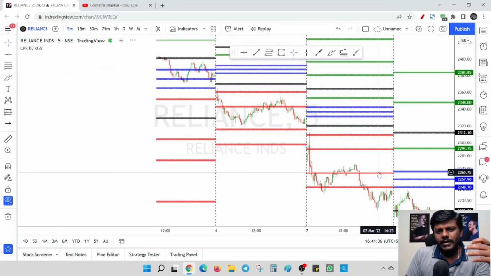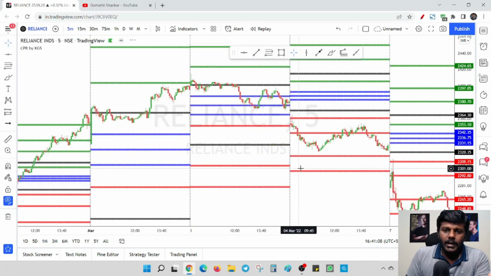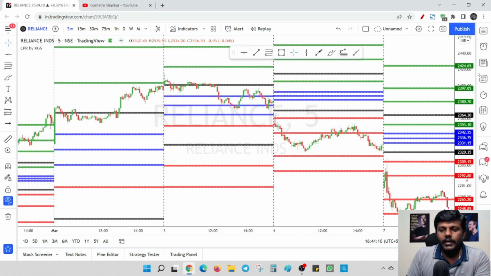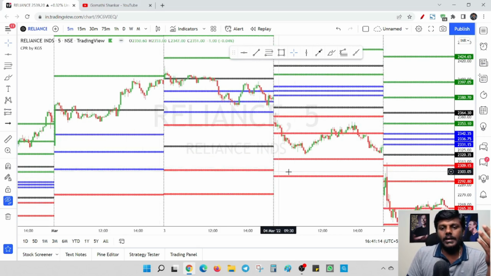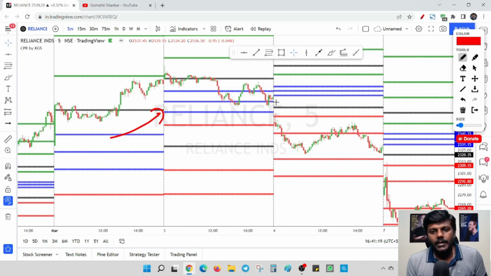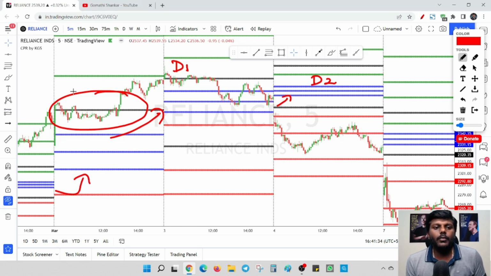Similarly, you can take any stock. Maybe I will take this also as an example. March 2, 3 and 4. We have an ascending CPR. This is a mild ascending CPR. Let me consider this as day 1 and this as day 2. On day 1, even on March 2, the candles are above daily CPR. We have ascending CPR, so we will expect bulls to take control. We will look for long opportunities.